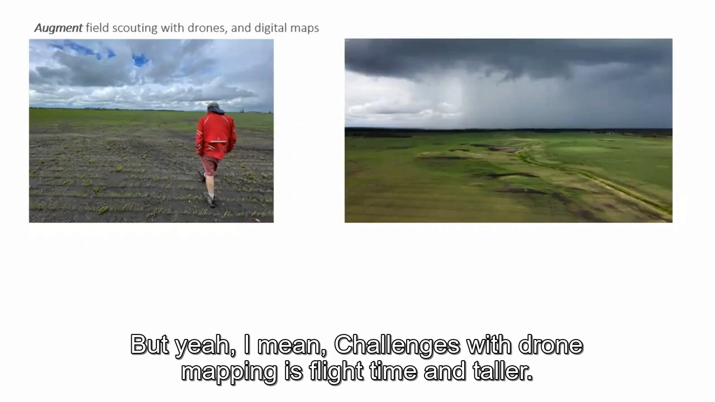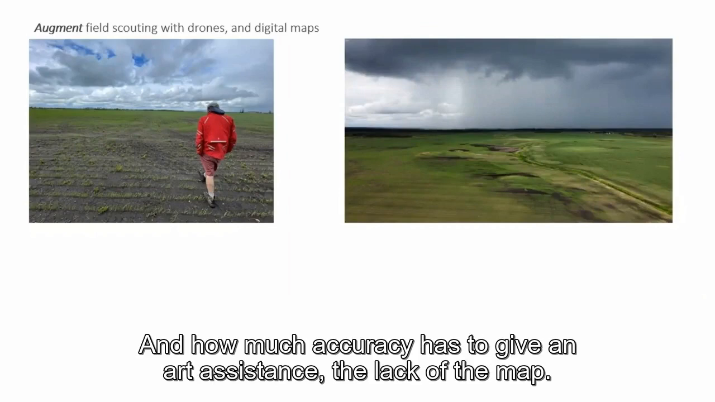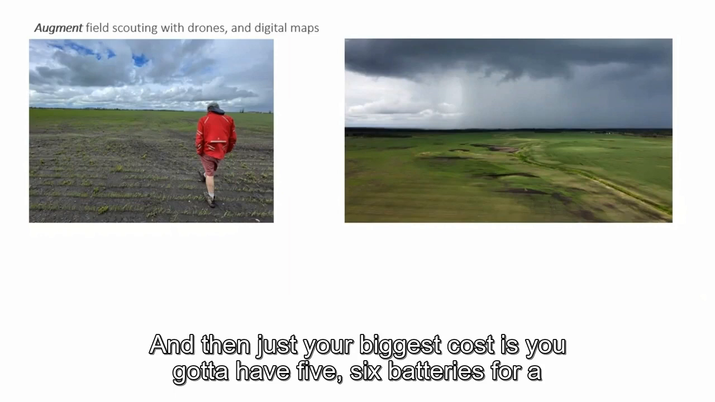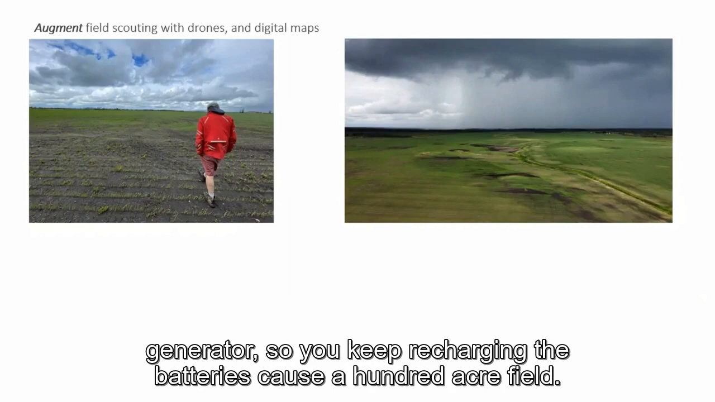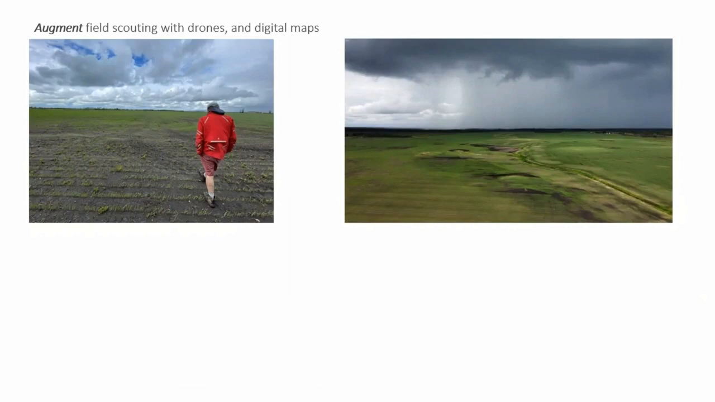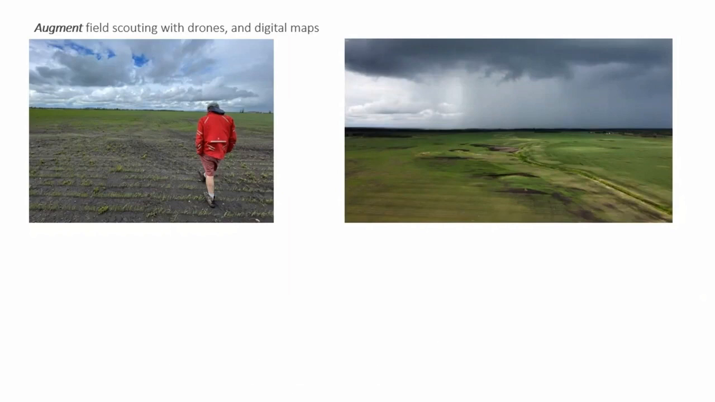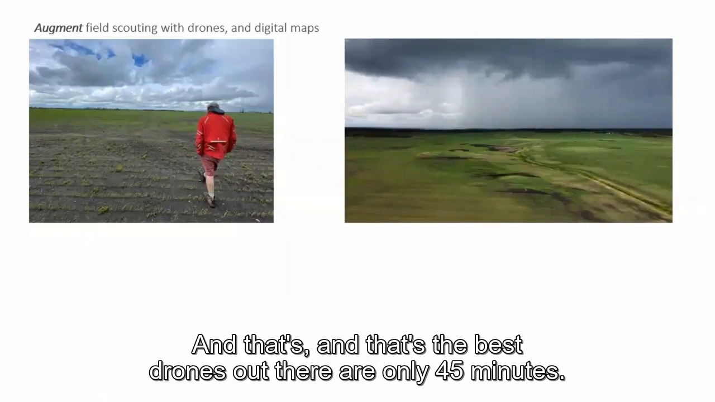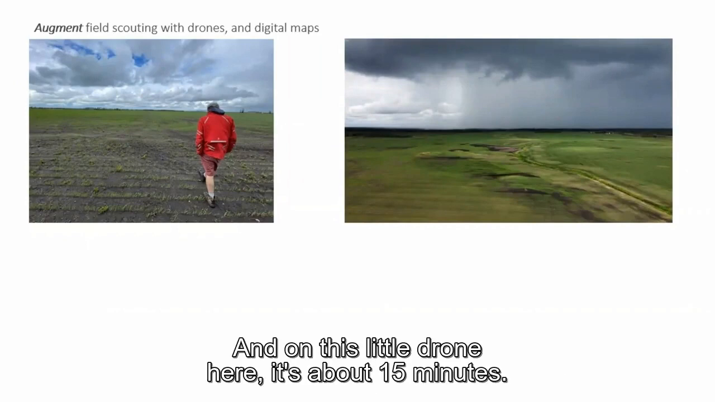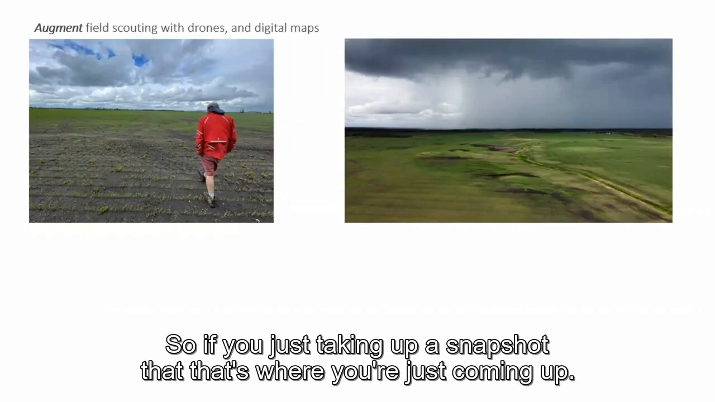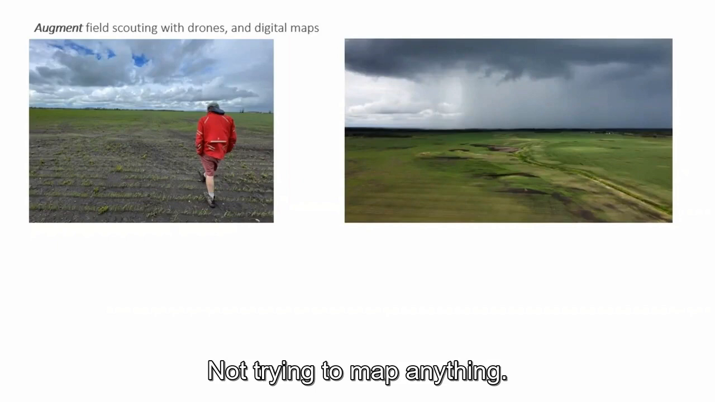The challenge with the drone on mapping is flight time and dollars and how much accuracy you have to give a system to map. Then your biggest cost is you've got to have five or six batteries or a generator so you keep recharging the batteries. I've tried mapping fields. For every 100 acres, it's an hour's worth of flight time, and battery life is 45 minutes. The best drones out there are only 45 minutes, and on this little drone here, it's about 15 minutes. But if you're just taking a snapshot, a big picture of the whole field, not trying to map anything, that's different.